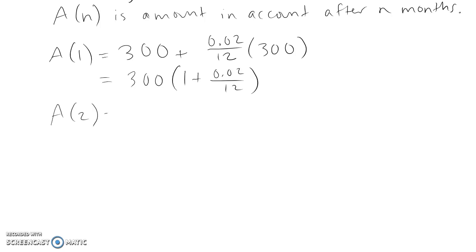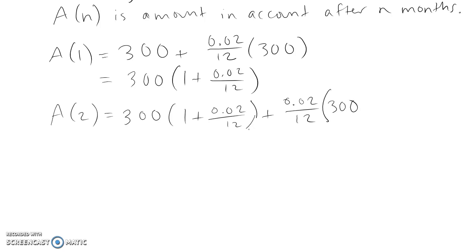Well, A of 2 is going to be everything that's still there, so this is A of 1 after 1 month. But then we're also going to add 2% divided by 12 of that amount, which is 300 times 1 plus 0.02 over 12, right? And I can see, oh, let's factor 300 out of this.